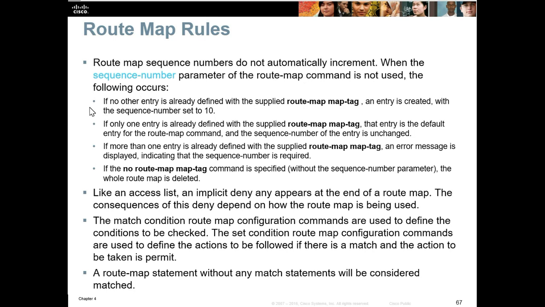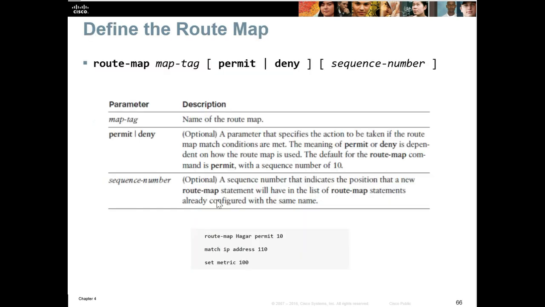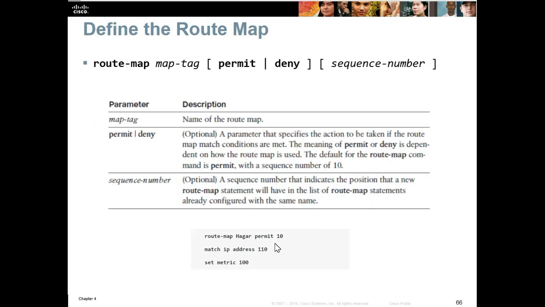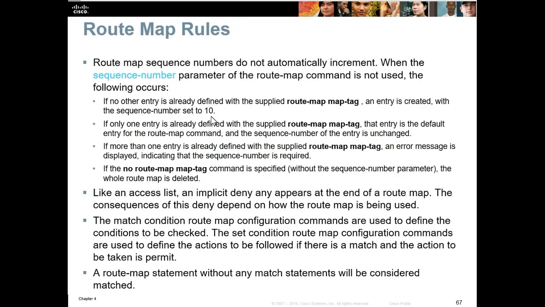Okay, so if no other entry is already defined with the supplied route map tag, route map dengan nama lah. Contoh tadi route map Haga. Okay, so an entry is created with the sequence number set to 10. Okay, so kat sini membawa maksud the beginning of the sequence adalah 10. So kalau macam statement yang sebelum ni dia letak, okay, so we manually put the sequence number so that we make sure the beginning, this is the first set of statements. Okay, kalau kita tak letak, we just put route map Haga, okay, then the sequence number will be by default put as 10.